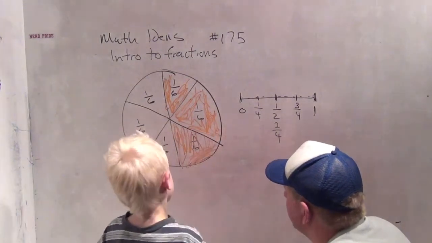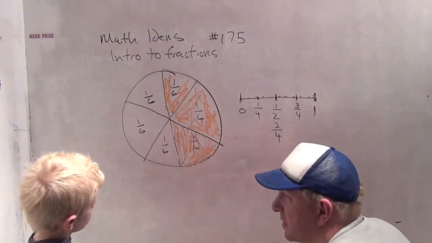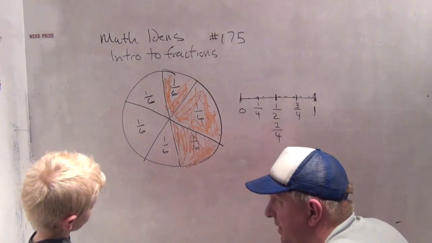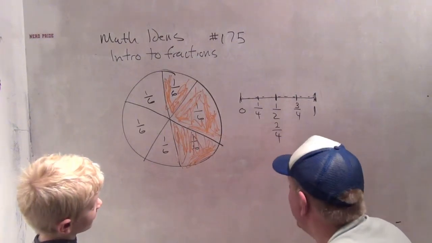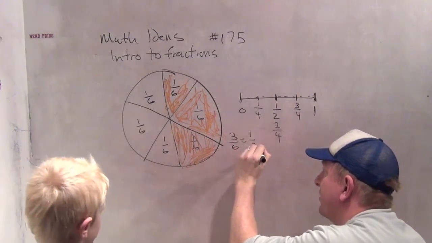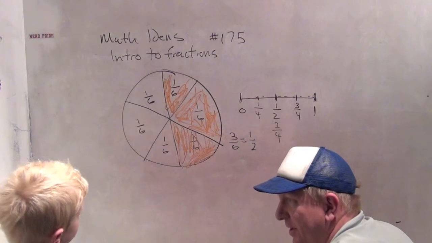So if I had a cookie and I broke it into 6 equal sized pieces, and then somebody took 3 of them, what part of the cookie did they take? 1/2. So wait a minute. 3/6 equals 1/2, and 2/4 equals a half. That's pretty neat.